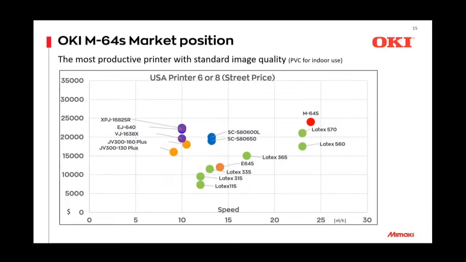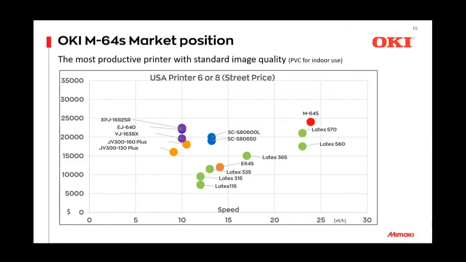All right, market position. Now, this is a North American market study, and what we're looking at here is 1.3 to 1.6 metre wide, 6 and 8 colour, dedicated printer units. The M64 is the most productive printer with standard image quality. This sort of test was done with self-adhesive vinyl for indoor application. But what we're looking at, standard print mode on the M64 is 23.9 square meters an hour.